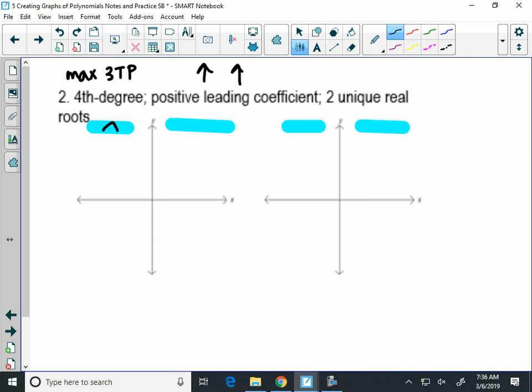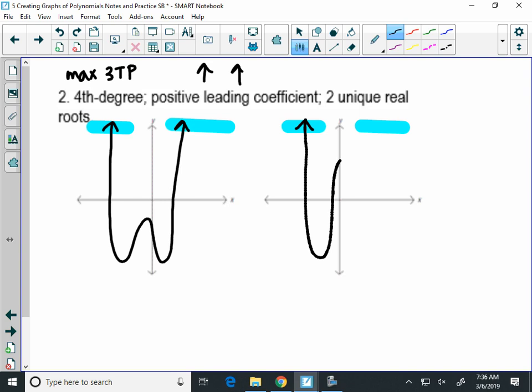So here's one example we could do. We could come down, turn, there's 3 turns, come back through. There's 2 x-intercepts, 3 turns. Another way we could do this graph might be to come down through the axis, back up through the axis, turn, and back up again. So that would be another one.